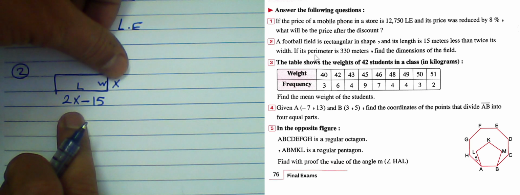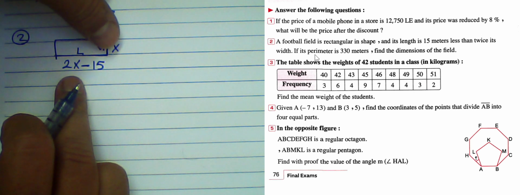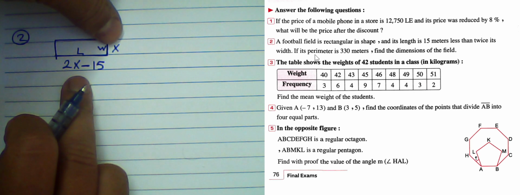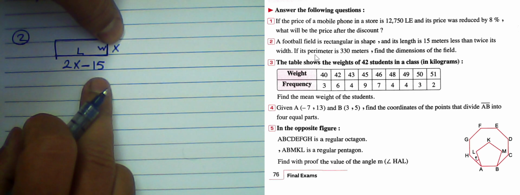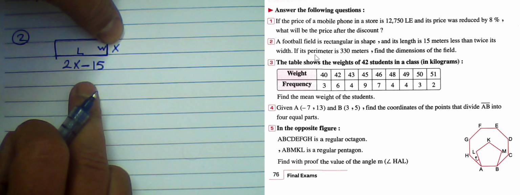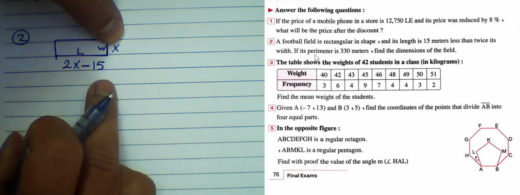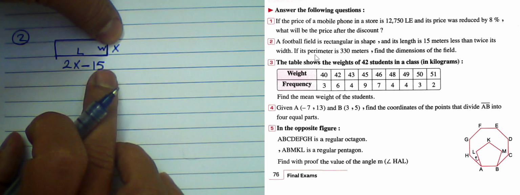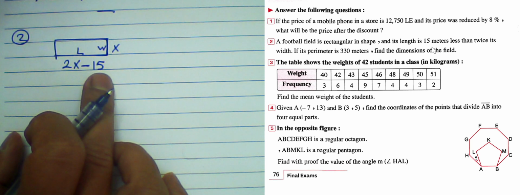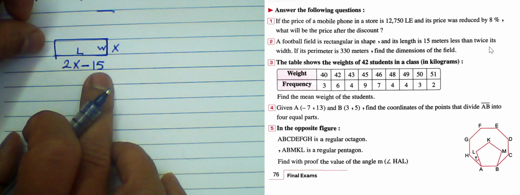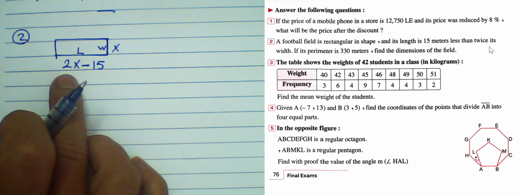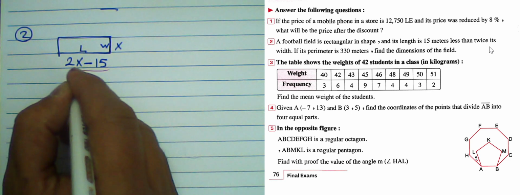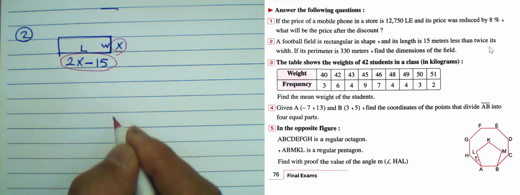Its length is 15 meters less than twice its width. Put the width x in the example. Put the width x and the length equals twice the width and then subtract 15, because he tells us in the example that its length is 15 meters less than twice its width. Pay attention here: 15 meters less than twice the width. So the length will be 2x minus 15. So we have length and width. Okay, complete with me the example.